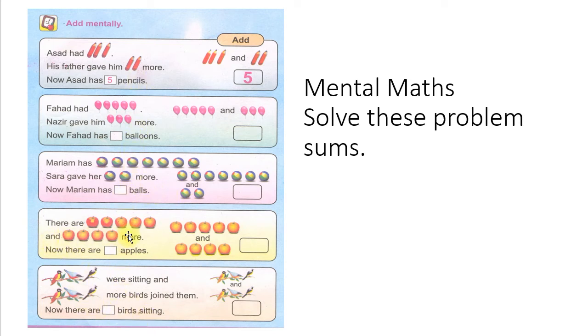Same like, there are apples. Count how many apples. 1 2 3 4 5 apples. And here are 1 2 3 4 more apples. Now how many apples are there all together? You have to count. Then you get the answer. You write your answer here and also here. Same like that, you do the rest of the work with the help of your parents.